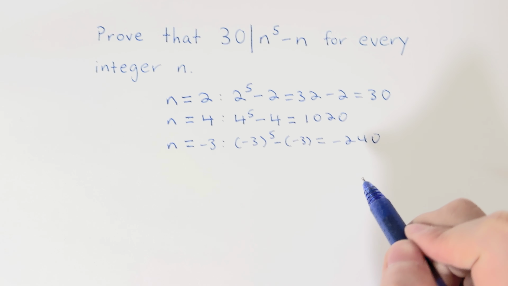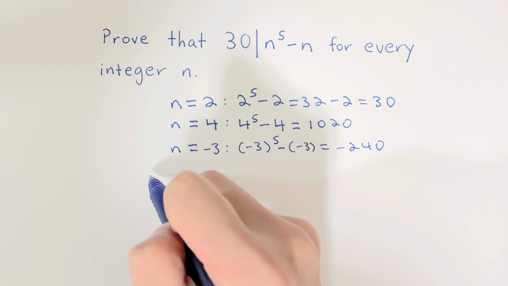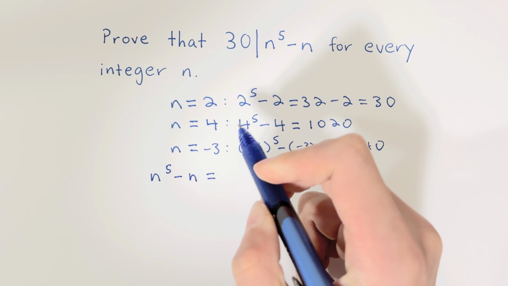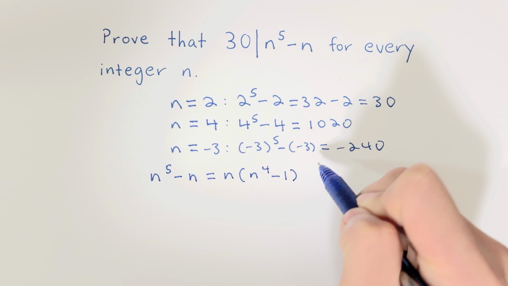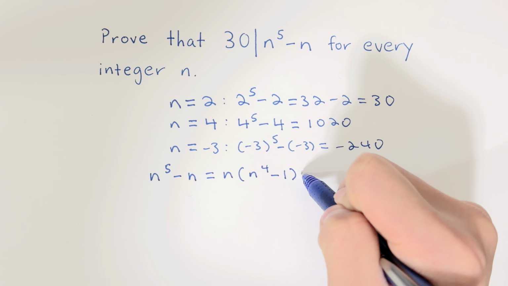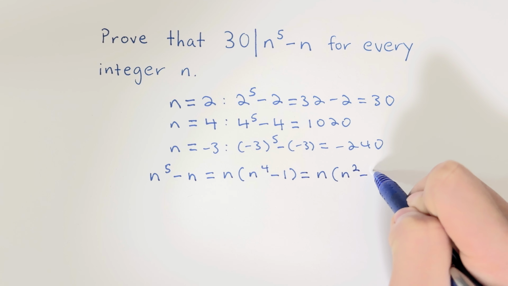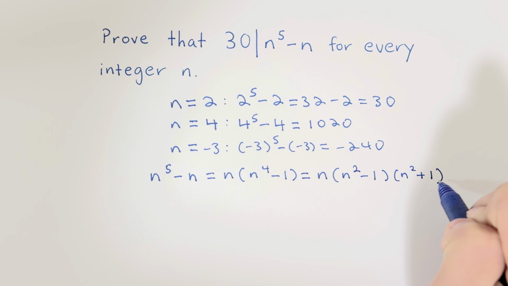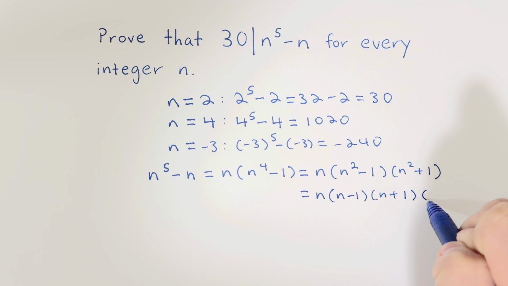So we're going to start to prove this by factoring n to the power of 5 minus n. n to the power of 5 minus n equals n times n to the power of 4 minus 1, which will equal n times n squared minus 1 times n squared plus 1, which will equal n times n minus 1 times n plus 1 times n squared plus 1.